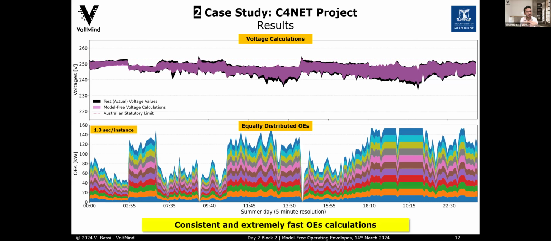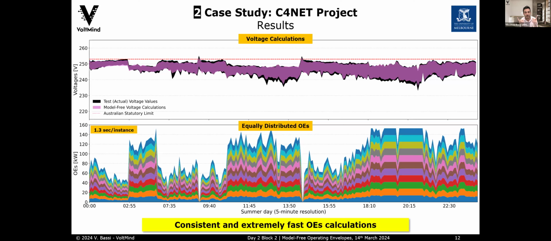Below, what you are seeing here are the equally distributed operating envelopes that we obtain. And what you can see is that we obtain consistent results. So for instance, between 3 to 6 a.m. and between 6 to 8 p.m., we are seeing that there is more voltage headroom, and the resulting operating envelopes are larger. So in general, when we have low voltage, a small voltage headroom, we see small operating envelopes. And when we have a large voltage headroom, we see large operating envelopes.